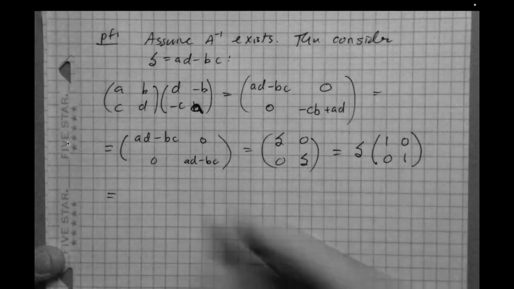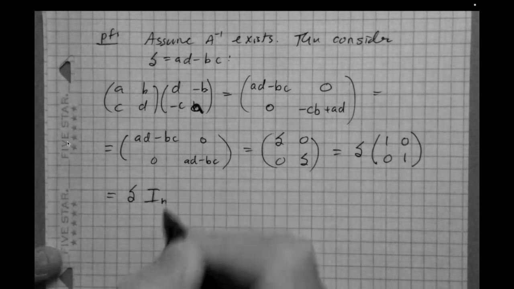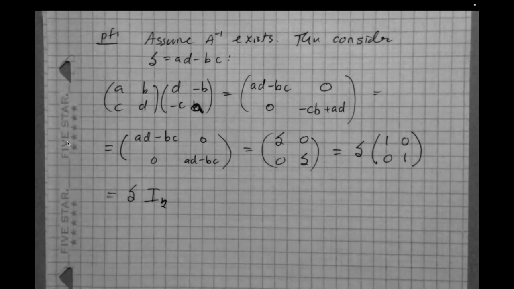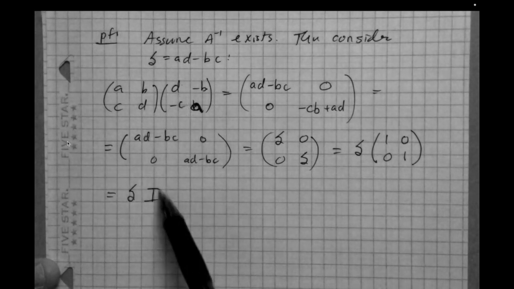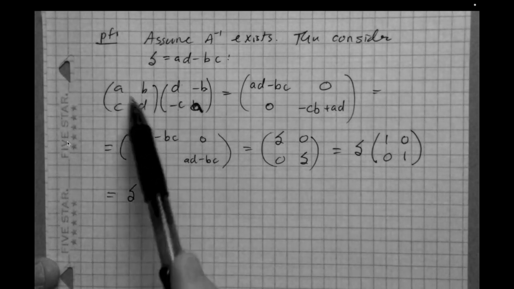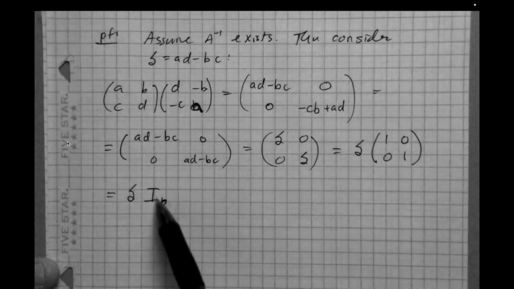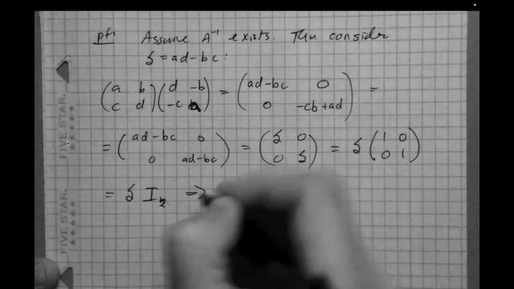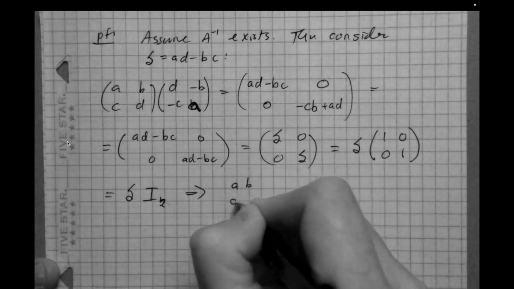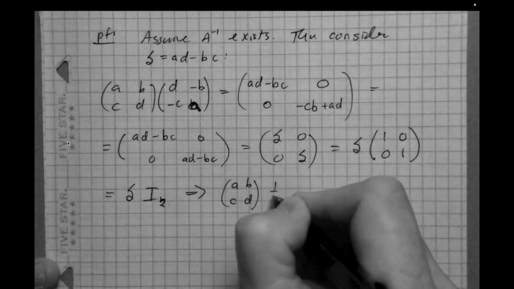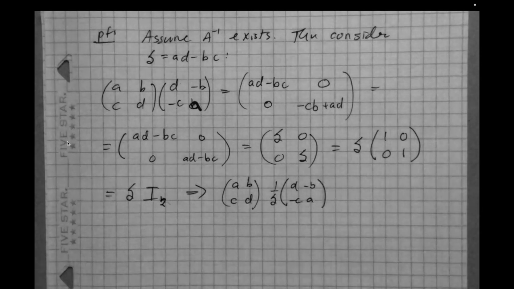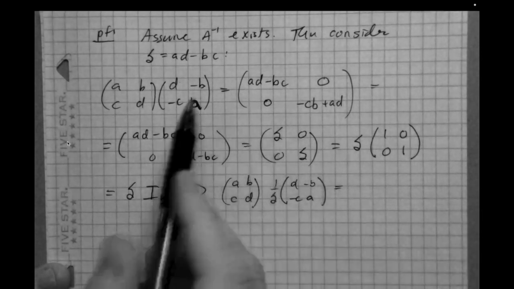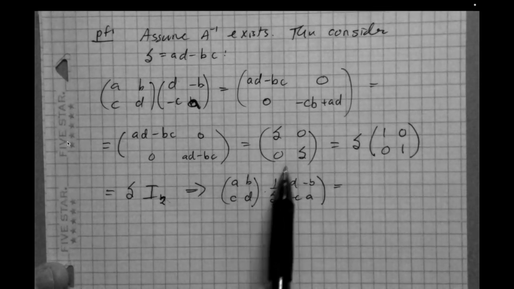Okay, and so that's just delta times the identity matrix, I2, I guess, not IN. Okay, and so clearly, if the inverse is going to exist, it has to be 1 over delta, right? Because I want this product, the matrix A times its inverse, to equal just I. And so this implies that I need to do this instead: [a b; c d] times 1 over delta times [d -b; -c a].